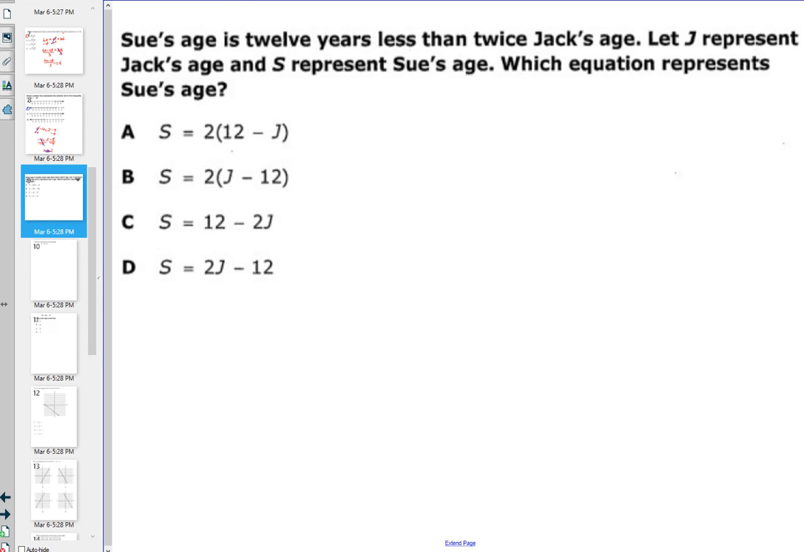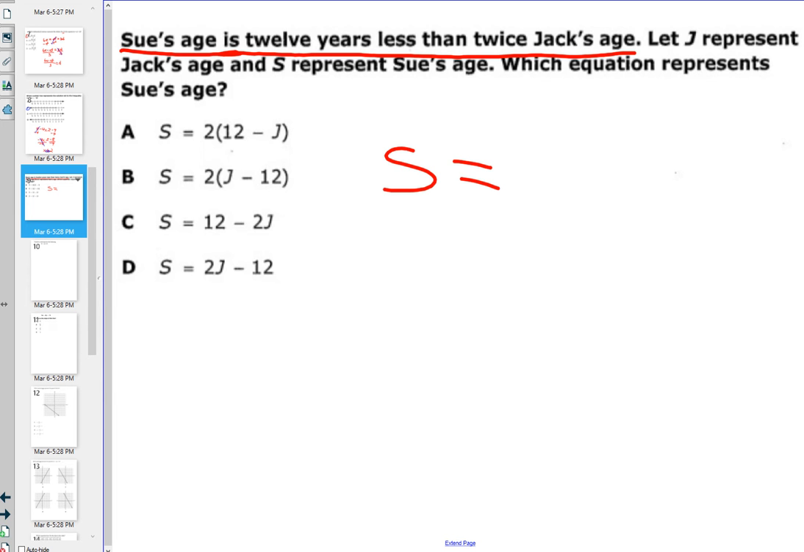Sue's age is 12 years less than, ooh, fun. So this is going to be writing. We have to write an equation here. Sue's age is 12 years less than twice Jack's age. J is Jack, S is Sue. Which equation represents this? So Sue's age, what did we call Sue's age? S. What do we call "is"? Equals, good.